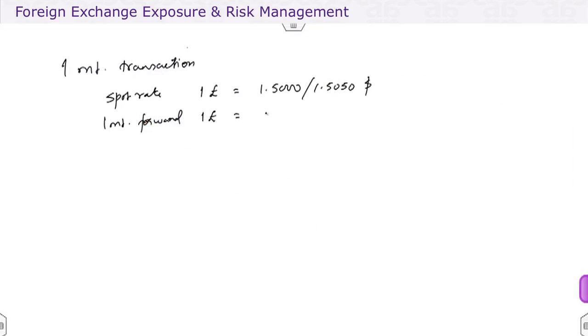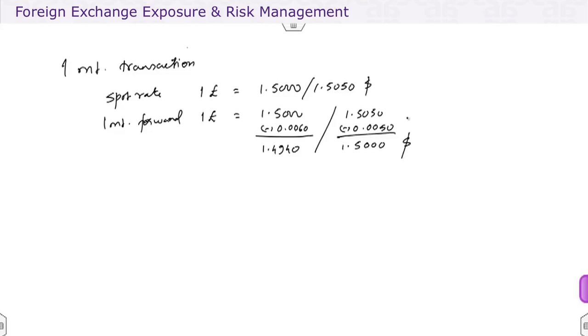So 1 month forward, 1 British pound is equal to 1.5000 less 0.0060, so it comes to 1.4940. And 1.5050, from which you are subtracting $0.0050, so it comes to $1.5000.